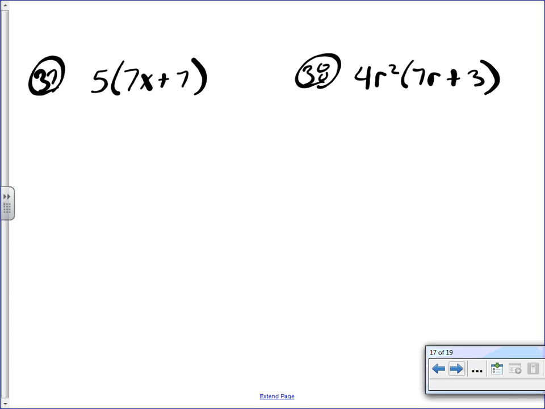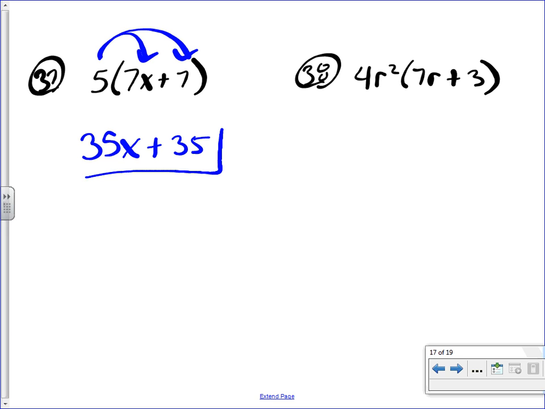Okay, number 37 and 38, we're going to be multiplying these together. 5 times 7x, that's going to give us a 35x. Then we'll multiply 5 with the 7, and 5 times 7 is 35. And that's it. We can't add those together because they are different.